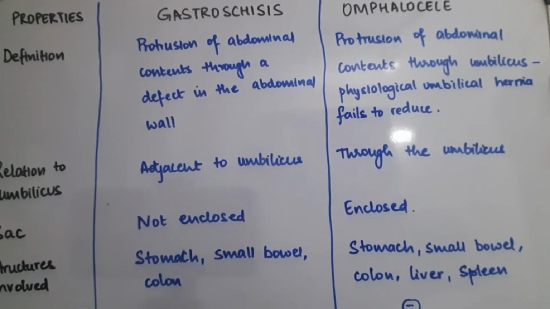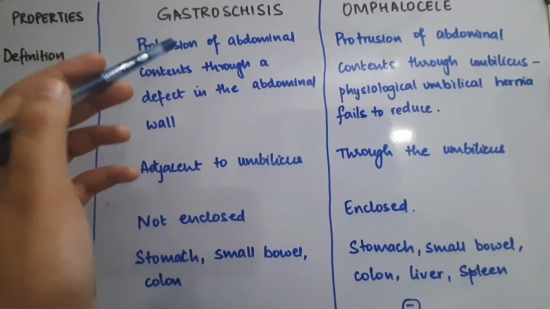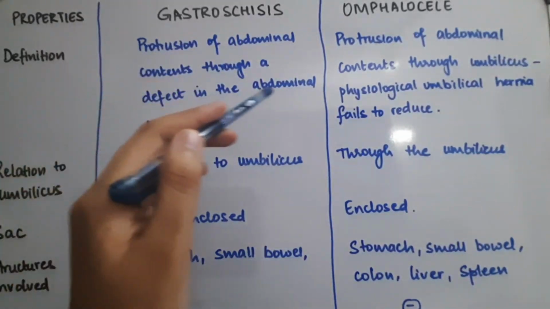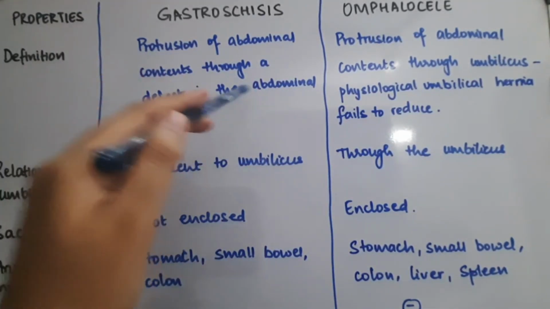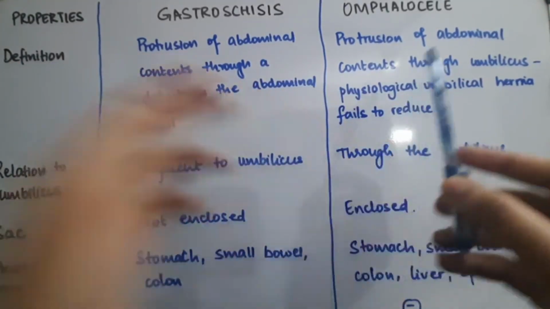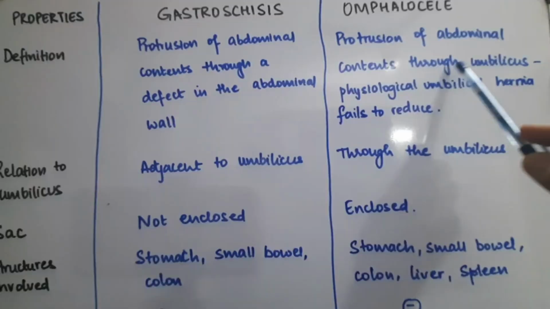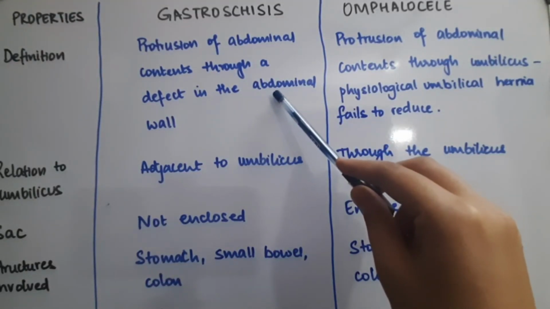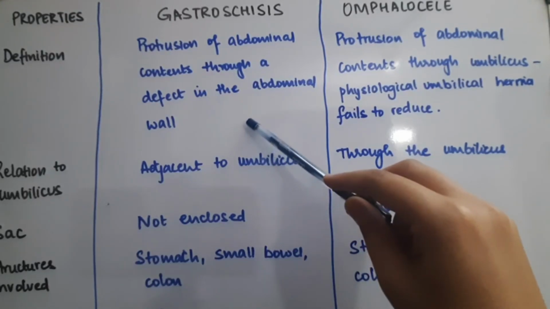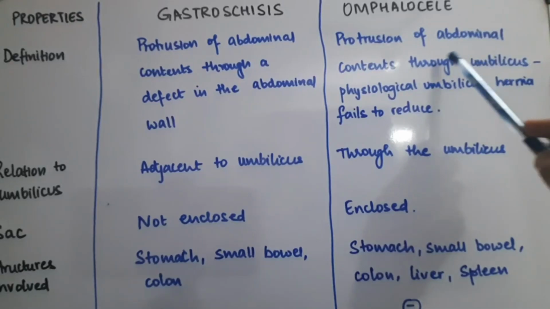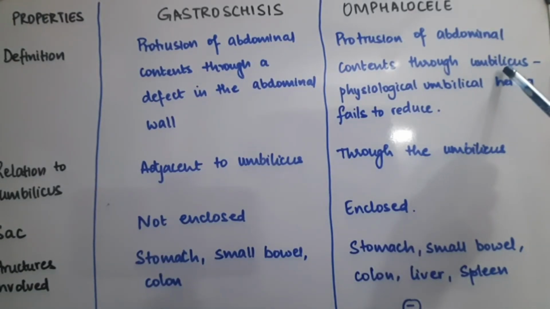But the major difference is that in gastroschisis, there is protrusion of the abdominal contents through a defect in the abdominal wall. Okay, so there's a defect in the abdominal wall over here, but in omphalocele, there is protrusion of abdominal contents through the umbilicus. So gastroschisis comes out through a defect in the abdominal wall. If you look at the abdominal wall, there will be a defect in the wall itself, and in omphalocele, they will come out through the umbilicus.